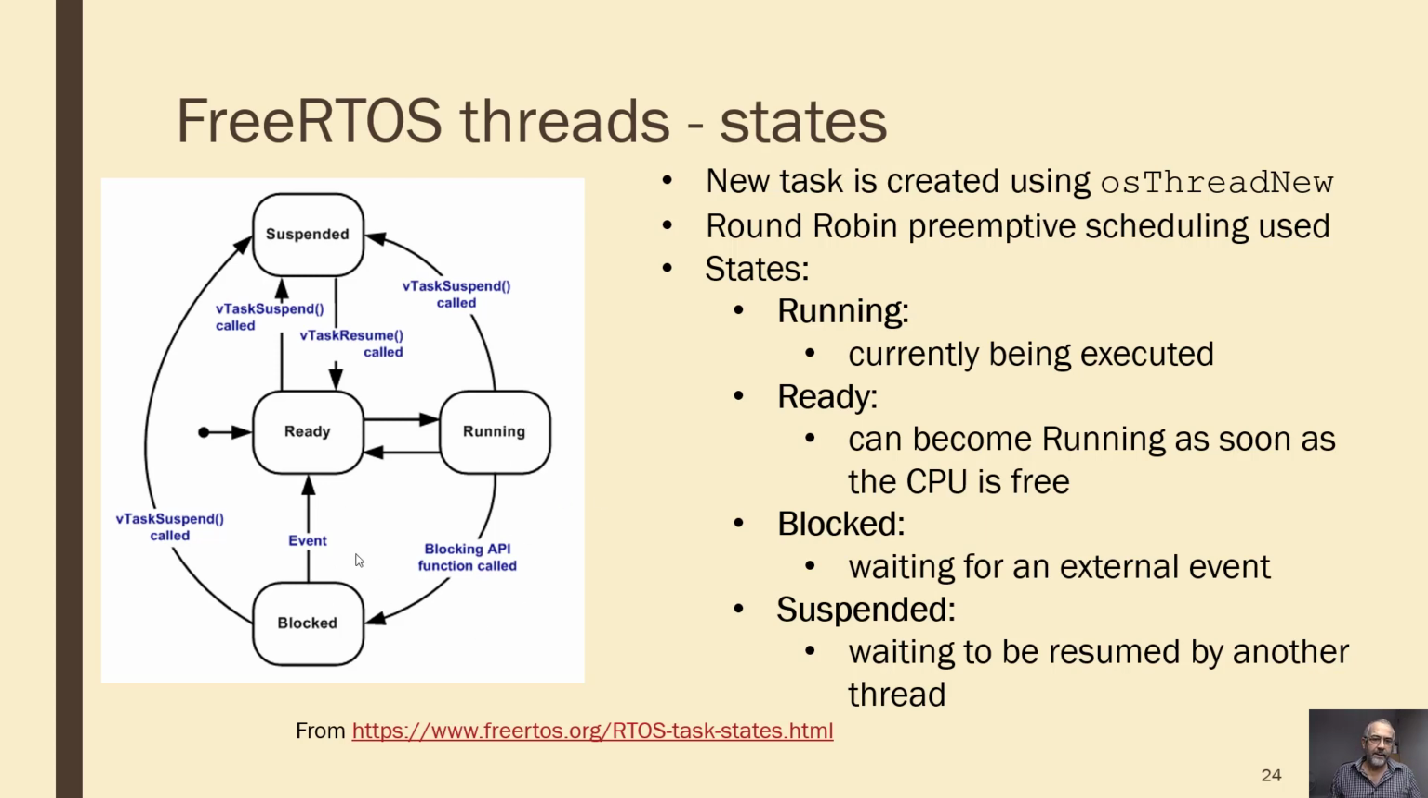So mainly we have this cycle here. The thread itself decides, now I'm going to wait for something. When that something happens, then the thread will become ready, and as soon as the CPU is free, it will become running. That's blocked, and we have another state which is called suspended.